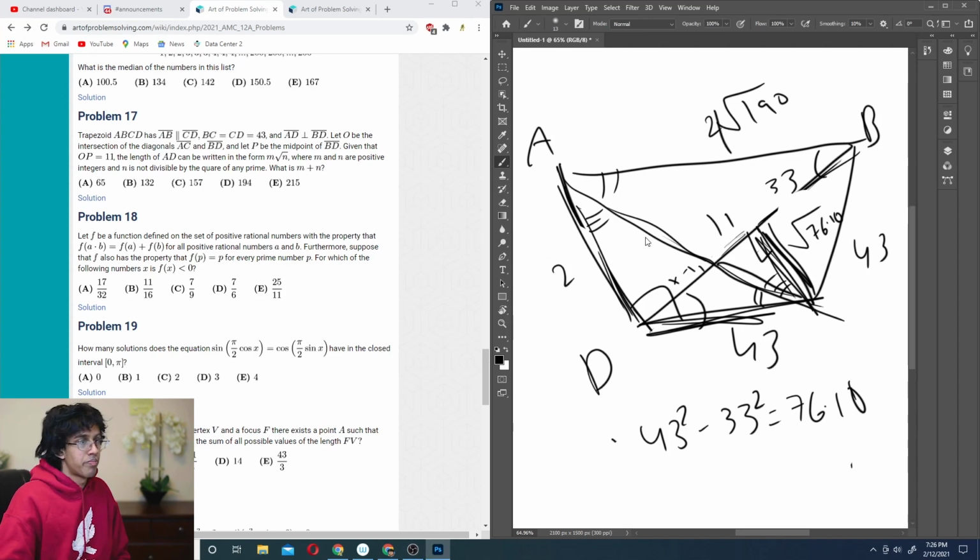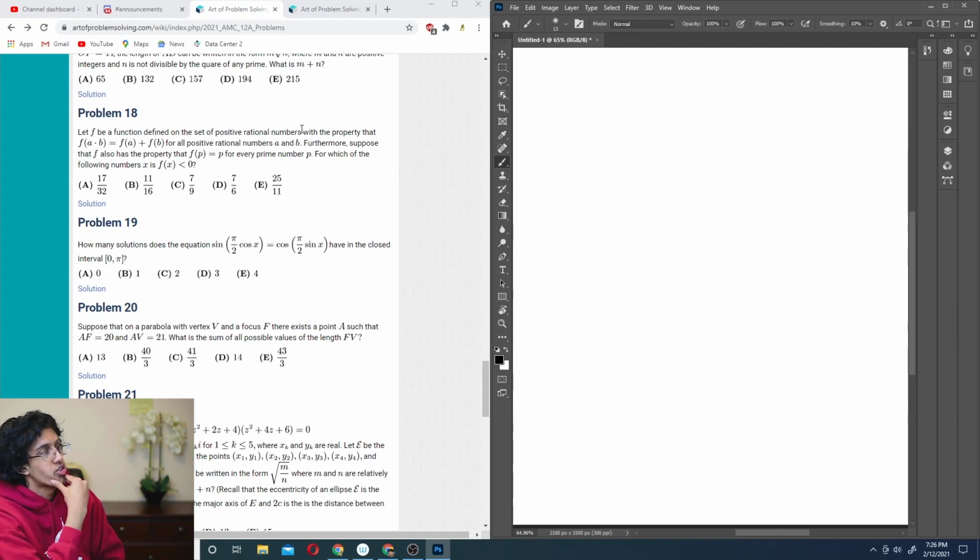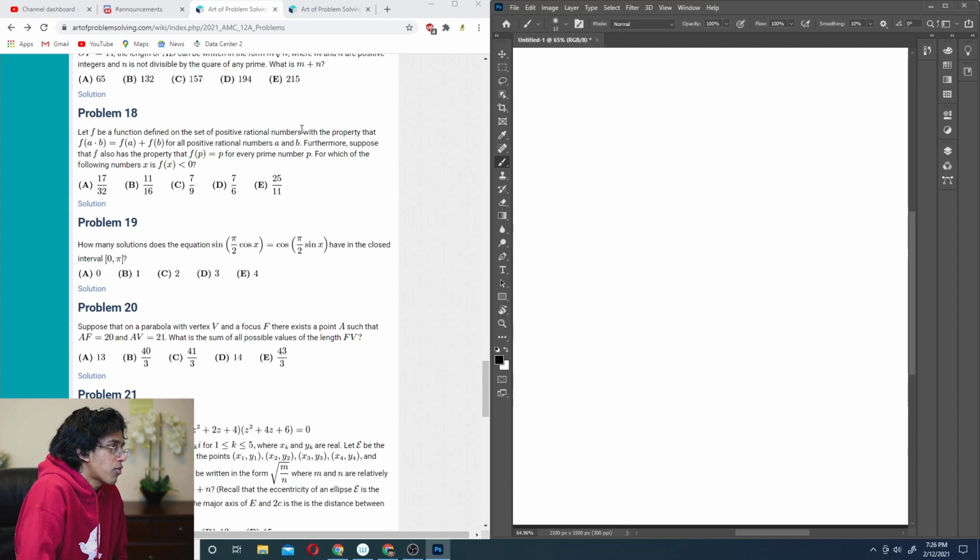Epic. Alright, so number 18: let a function be defined on the set of positive rational numbers with the property that f of a times b is equal to f of a plus f of b for all positive rational numbers. So f of p is equal to p for every prime number.